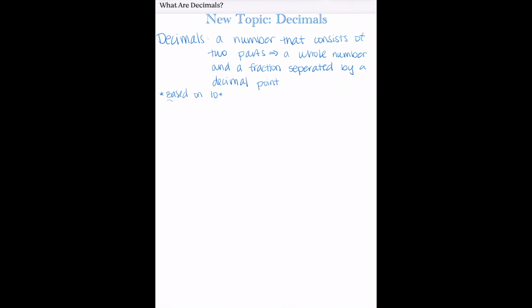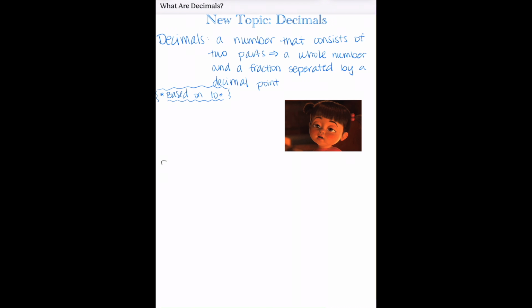So now that we've defined what a decimal is, it might be a little bit confusing, so let's take a look at an example to put everything into perspective. For this example, we have 35.70. The 3 in the 35 is in the tens place. The 5 is in the ones place. After the decimal, that 7 is in the tenths place, and the 0 is in the hundredths place.